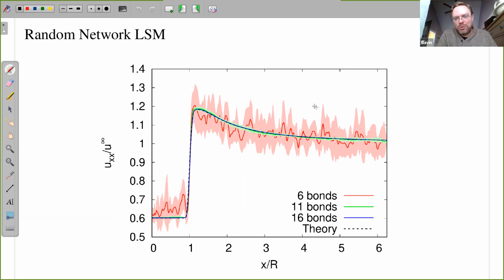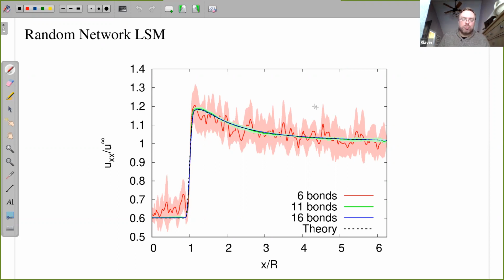With the 6 bonds, which is this red line, and the pink is the error bars. The thing is quite noisy, because you do have local regions where you're capturing the elasticity better than others. But as you go up to higher connectivities, 16 was the highest, and 11's in the middle. So even as you go to 11, it's matching up with the theory pretty good.